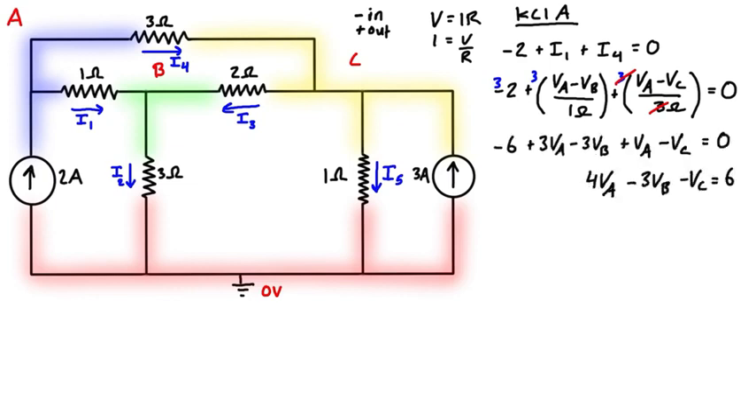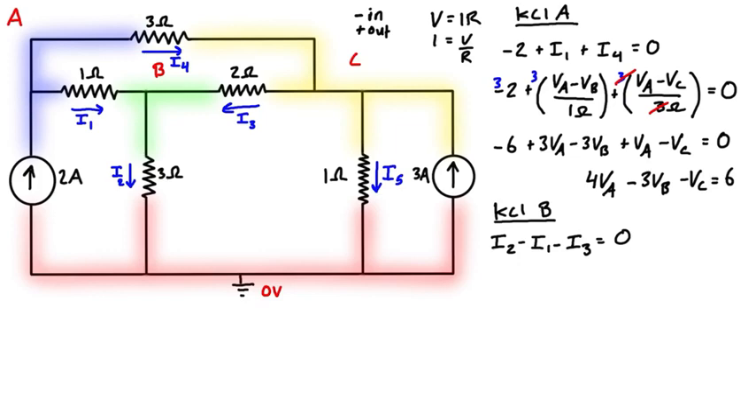Okay, so now we just need to reapply the same thing for node B. So we're going to apply KCL for node B. And again, we do the same thing. We look at what currents are coming in. So we have I1 and I3 coming in, and I2 is flowing out. So when we set up our expression, we will take I2 as a positive. So we have I2 minus I1 minus I3 equals 0.